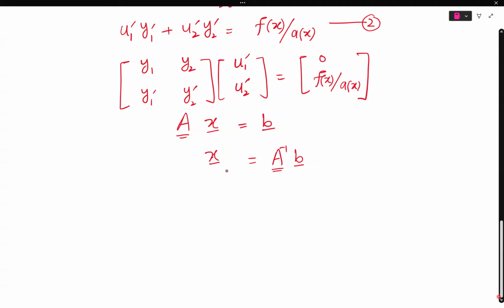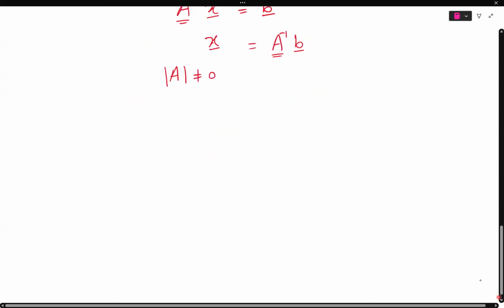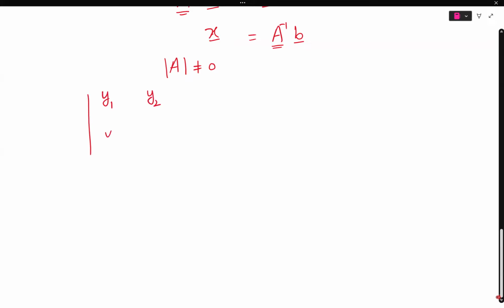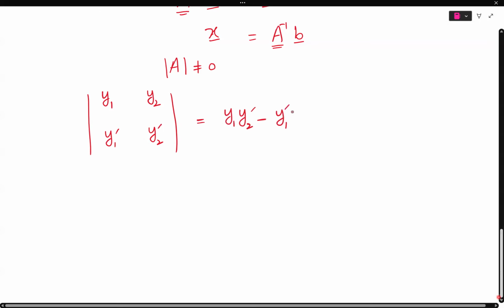And we can solve this one by Cramer's rule. It requires the condition that the determinant of A should not be equal to 0, which is the singular matrix. And in our case, this is a very interesting determinant: y1, y2, and y1 prime, y2 prime. So this determinant, when evaluated, is y1 y2 prime minus y1 prime y2. So this determinant is a special one, and we introduced that one earlier.